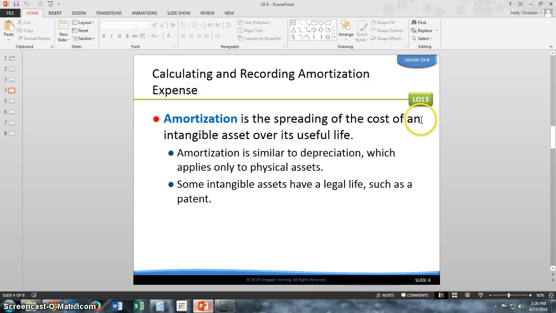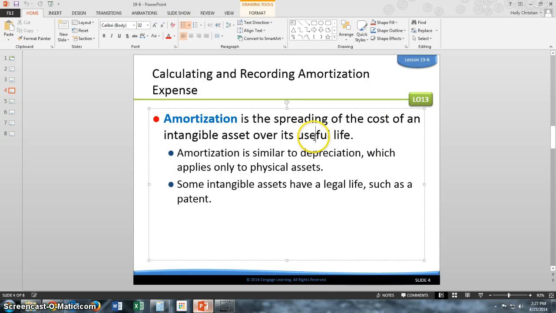Now notice it says over its useful life. It does not say the life or what the law says. So for instance, a patent might be good for 20 years, but its useful life might only be good for 10 or 15. It can differ from what the law says the piece of paper is good for. So always make sure you read your directions on these. They have a legal life and they have a useful life.